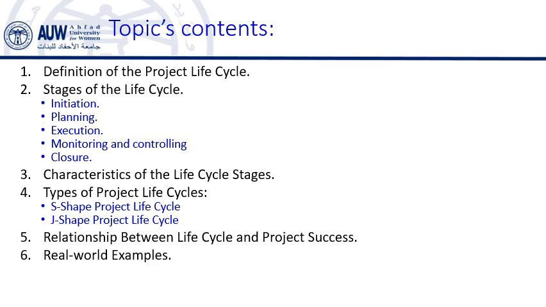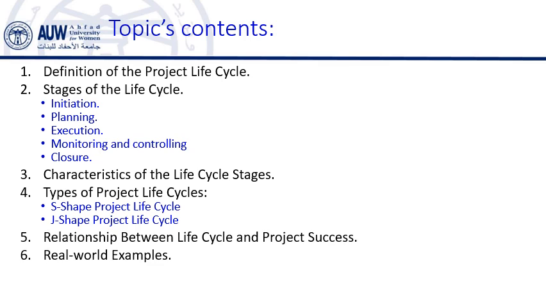Third, characteristics of the project life cycle, the cost and effort curves. Effort is highest during the execution phase, while risk and uncertainties are highest during initiation. We will discuss how the influence of the stakeholder is greatest during initiation and decreases as the project progresses. Next, the relationship between life cycle and project success. Following the life cycle ensures projects stay aligned with goals, reduces risk, and uses resources effectively. We will discuss how skipping or neglecting any stage can lead to failure.